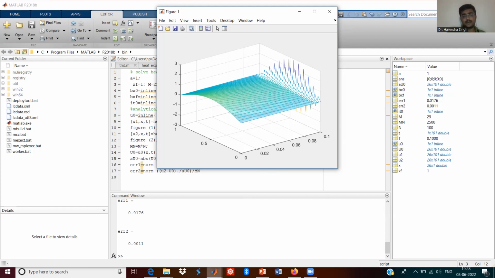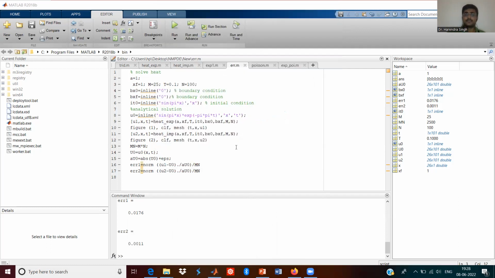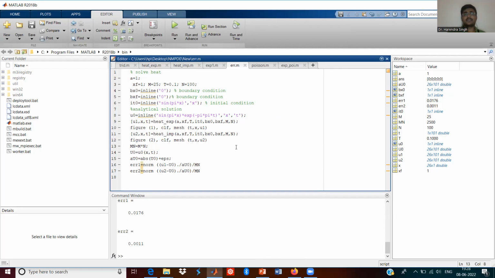But now the question arises, which scheme should I use? If both schemes are working, this is a sufficient condition, not a necessary one. There are some examples where we take values of R greater than 1/2, but the solution still remains stable. So the von Neumann condition is a sufficient condition, not a necessary condition. If R is less than or equal to 1/2, then it will be stable, but if it is greater than 1/2, it is not always necessarily unstable.